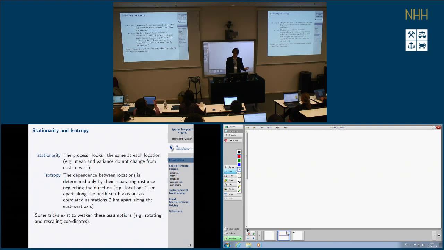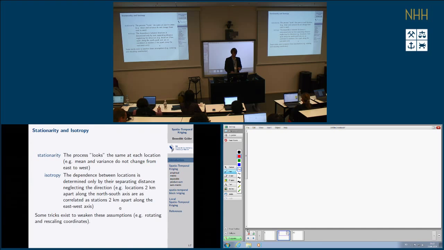These are very strong assumptions. If you think of large-scale processes that you would like to model, there are techniques to weaken these assumptions. For the stationarity assumption, you could build an underlying model first and then look at the residuals of your spatial temporal random fields. The residuals are typically a bit closer to stationarity and to isotropy. So there are a few techniques to get along those assumptions.